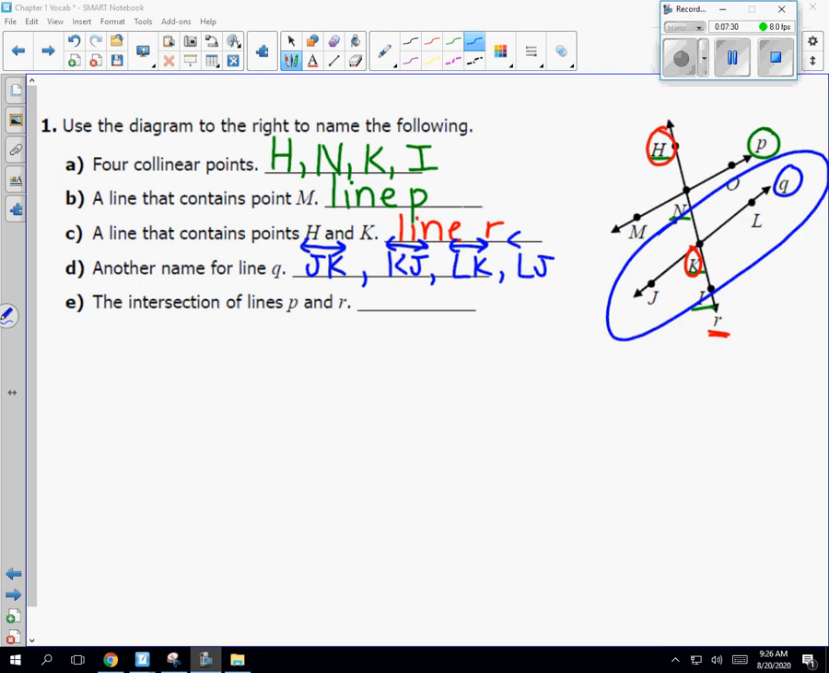It doesn't matter. Okay? And then the intersection where lines P and R intersect, so you've got to find P and you've got to find R. Where do they intersect? That's that point N there. So you need to say point N. Okay?